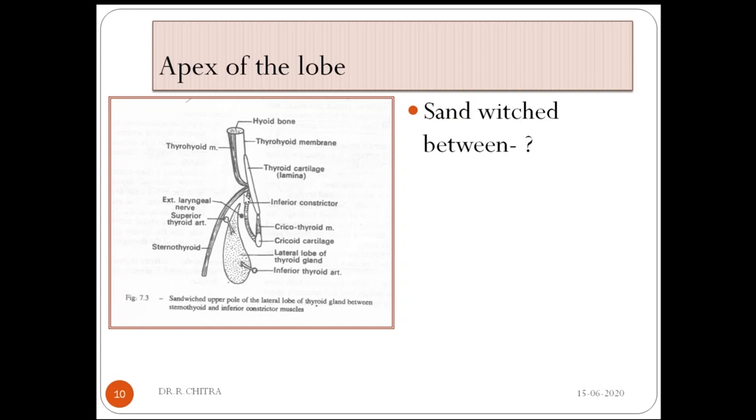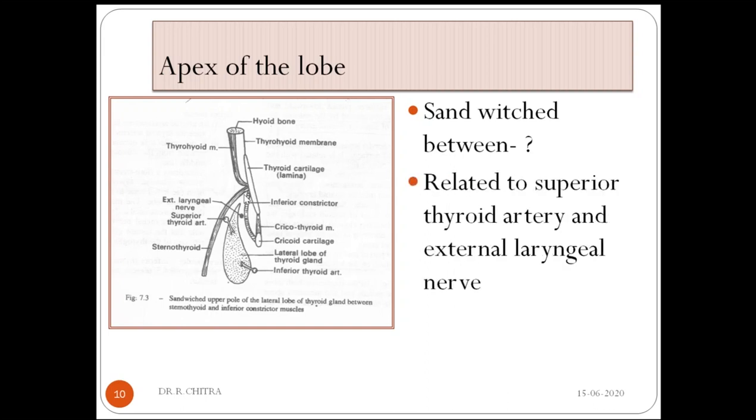The apex, which is directed upward and laterally towards the oblique line of the thyroid cartilage, is sandwiched between these two muscles. And in the image again you try to see the two important structures, and this is clinically important if you are operating on the thyroid gland. Near the apex you will see two important structures: the superior thyroid artery and the external laryngeal nerve.